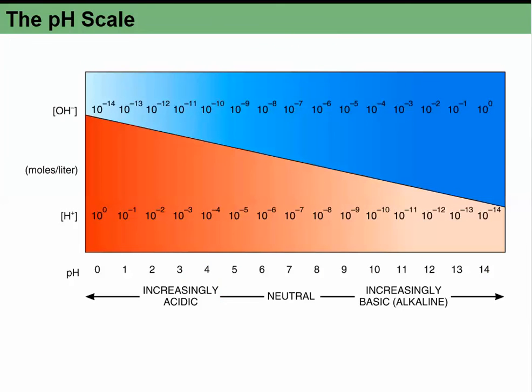If we look at this nice little visual scale, you can see that neutral is right here at a pH of 7. As the pH gets lower, we become more acidic, and as the pH gets higher, it becomes more basic or more alkaline. So just remember that when you're trying to figure out whether the pH of something is acidic or basic, that's what you think about.